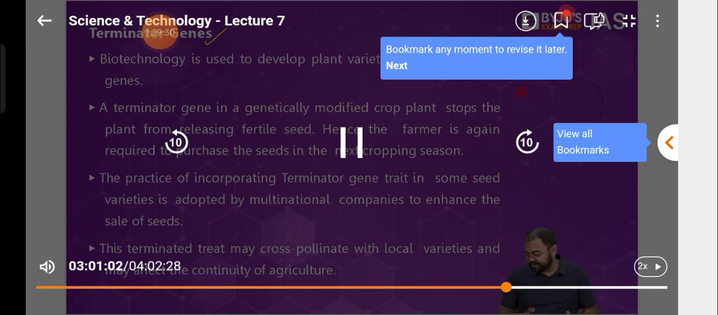So that's why you need to understand these are all the issues that we have, where terminator genes, we have seen that in the past also. There are seed companies that have been said to have actually used terminator genes in their seeds. So understand the problem of terminator genes and how exactly they can lead to certain issues like this. All right.